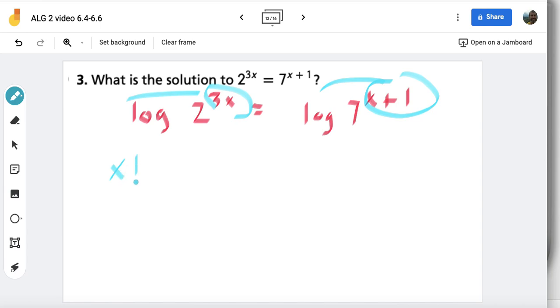x log, right? Because you multiply if you have a base to it. So it's kind of like I had 2 to the third power to the x power. And then I brought the x out front, and 2 to the third power is 8. It's okay if you brought the 3x out. And then this, when you bring the x plus 1 out, we're going to have to distribute.